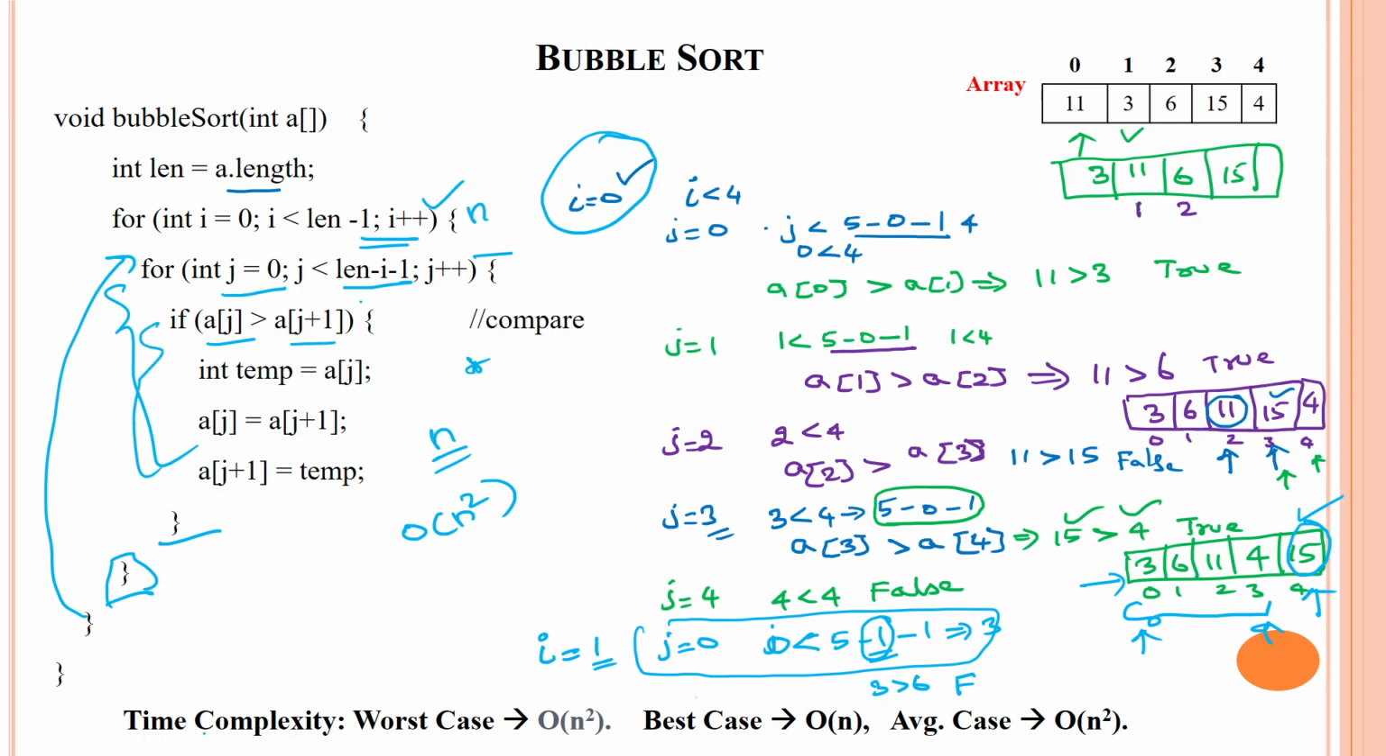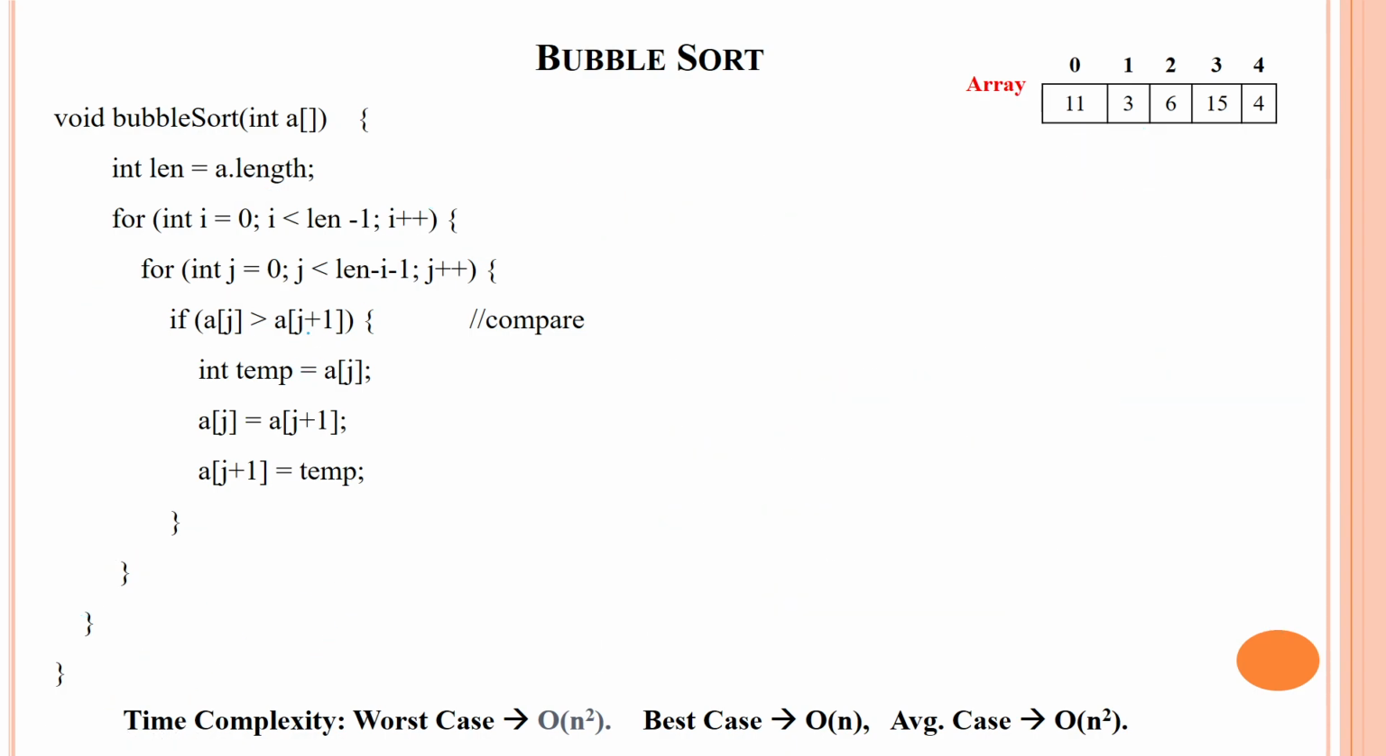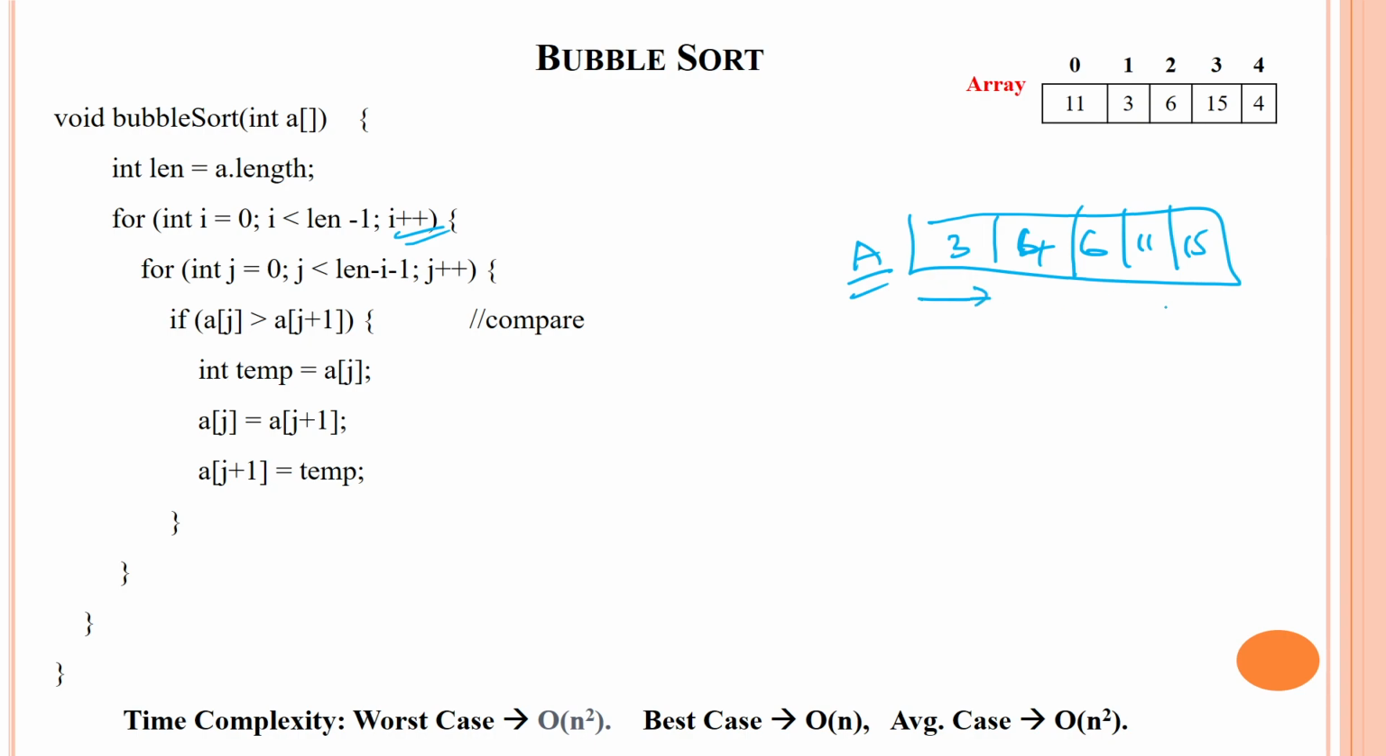Okay, best case is if array is already sorted out, then no need. So if already sorted array is available in the sorting manner, 3, then 4, then 6, 11, 15. If it is the input array, then here just we will apply the ith for loop. So now we will traverse from first index to last index. But here you look at that whenever we are checking a of j greater than a of j plus 1, so always it will be false. So no need of comparisons. So at that time best case will be order of n.